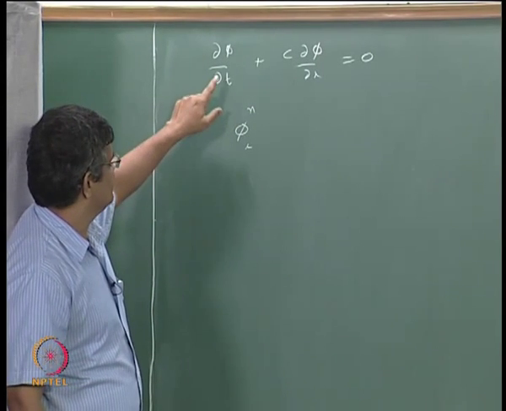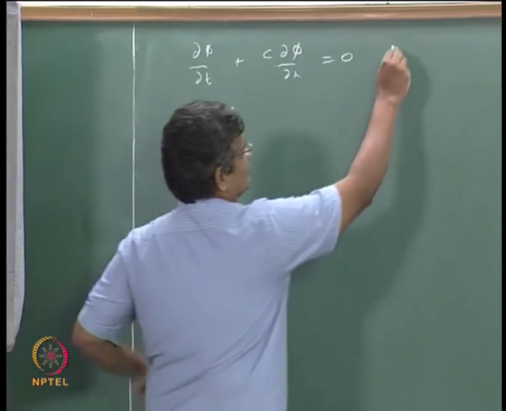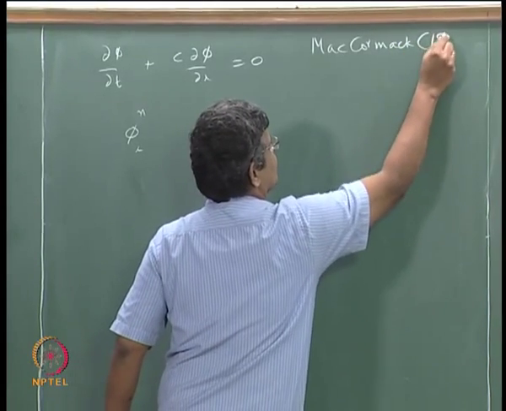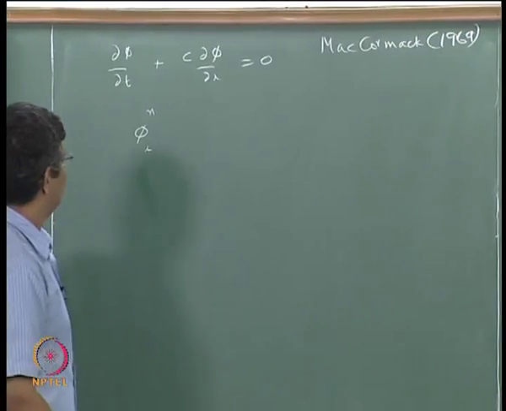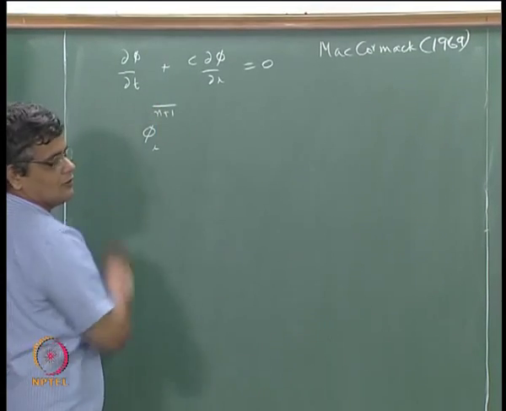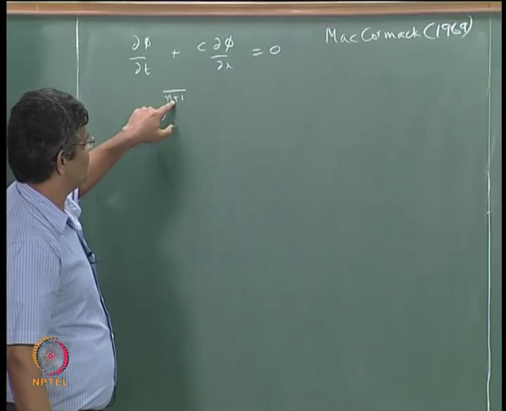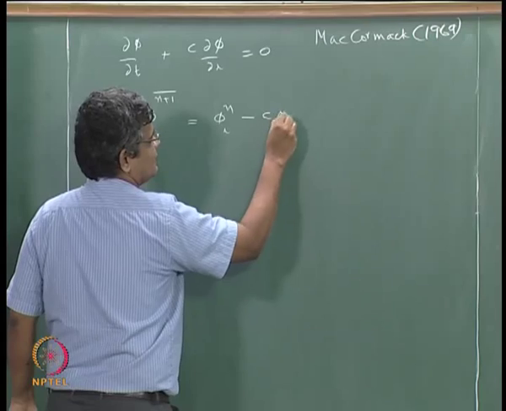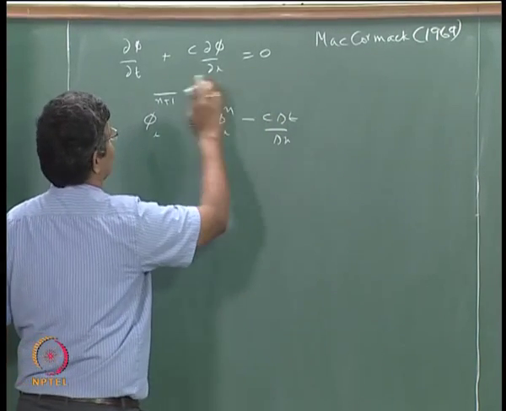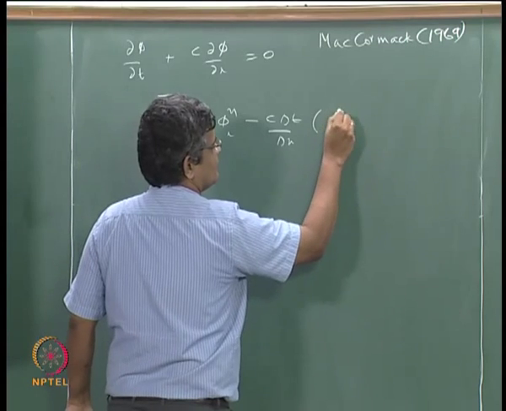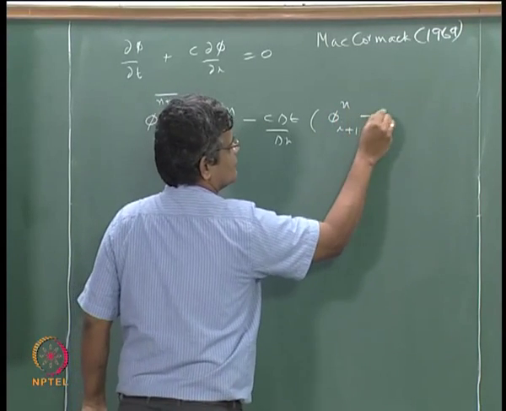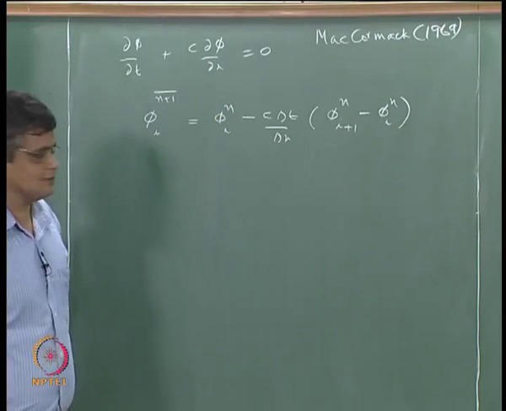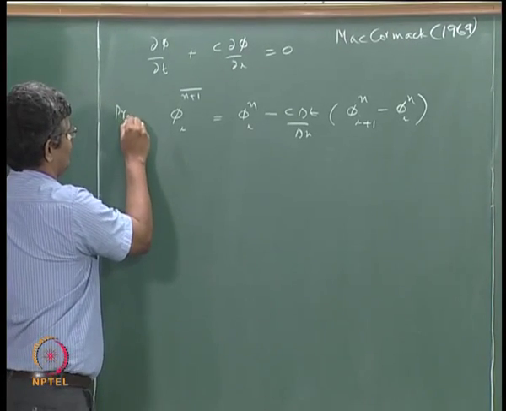So we have the MacCormack method, proposed in 1969, which has an intermediate evaluation of the value of phi at the n plus 1 bar step, which is given as phi i n minus c delta t by delta x times the difference in phi, based on forward differencing of the space. This is called the predictor step.